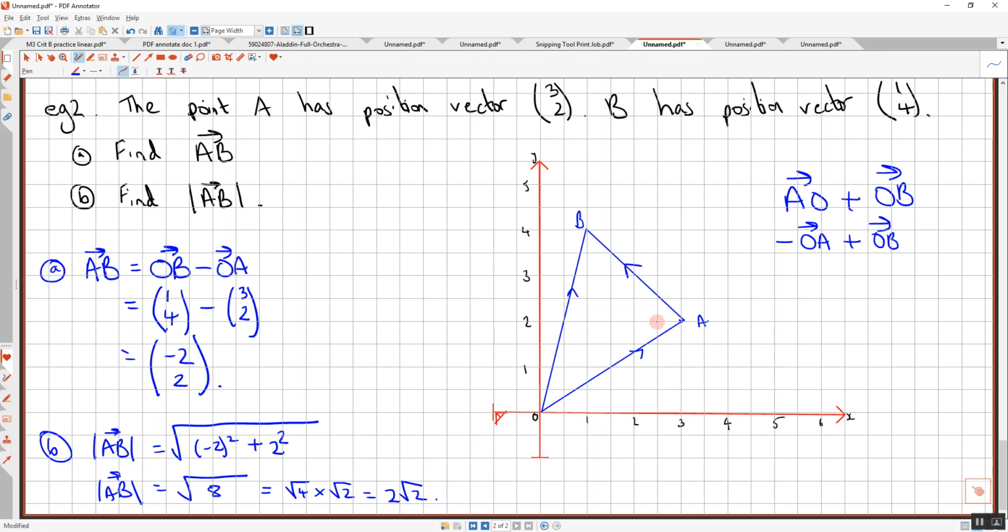I can also see here that I'm going -2, so 2 to the left, and then 2 up. And then we can see for the magnitude, all we did is we used Pythagoras on this triangle to work out the length of this line. Okay? So please remember this little formula, okay? You will need it, especially next year.